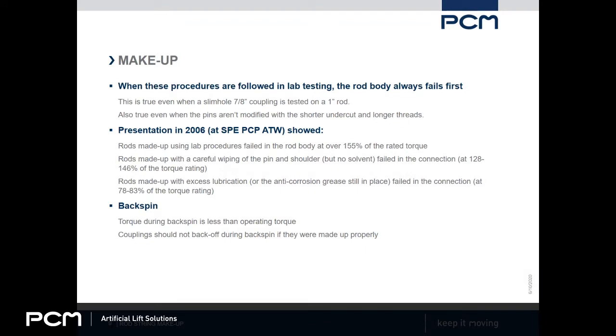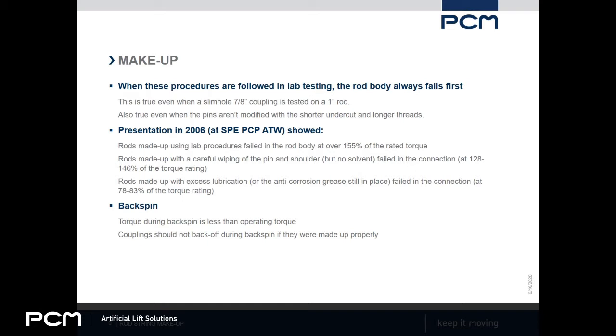Then we did a second set of tests where we looked at what a good rig crew might do without going as far as using lab procedures. They wiped the pin and the shoulder with a clean rag but no solvent, so got as clean as you could without using solvent, and made it up properly again with the correct lubrication. Just with the difference between using a solvent and not using a solvent, the failures now occur in the connection. So they move from the rod body to the connection, but still at 30 to 50% more torque than the torque rating of that rod.